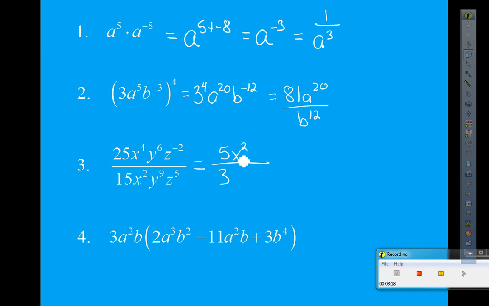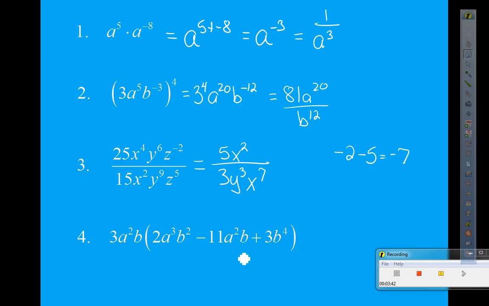6 minus 9 for the base of y gives me negative 3. So I got y to the negative 3 on bottom, but I need to make that positive. So get rid of that negative sign. And then be careful here. I've got z to the negative 2nd over z to the 5th, so negative 2 minus 5 is negative 7. So I'm going to place that on the bottom.